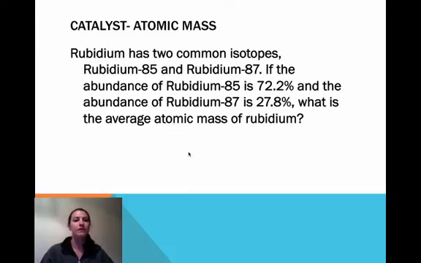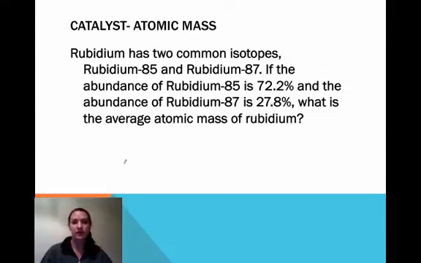All right? Okay, so we're going to do two examples now. The first example has to do with rubidium, and this one is a little bit easier than the next one. Rubidium has two common isotopes, rubidium-85 and rubidium-87. If the abundance of rubidium-85 is 72.2% of the whole world, and the abundance of rubidium-87 is 27.8%, what's the average atomic mass?